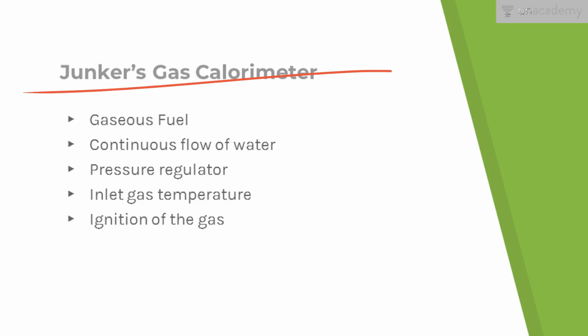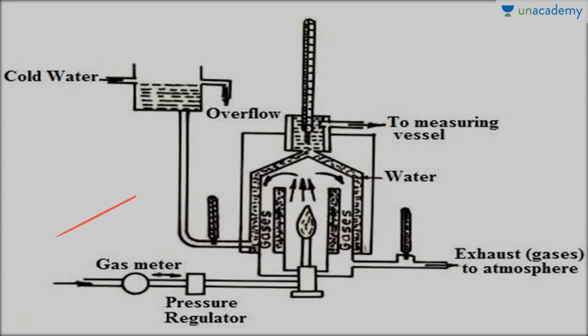So let's move on to our last calorimeter, namely the Junkers gas calorimeter. It is used for determination of the calorific value of a gaseous fuel. The procedure is as follows. It ensures the continuous flow of water through the water jackets and passes the measured volume of gas to the gas meter. It helps in adjusting the pressure regulator for uniform flow of gas and recording the manometer reading. It helps in recording the inlet gas temperature and cooling water temperature at the inlet. It also helps in the ignition of the gas using the burner.